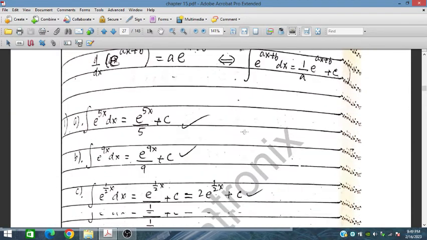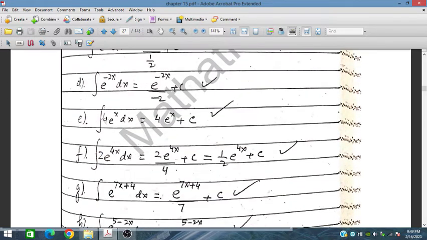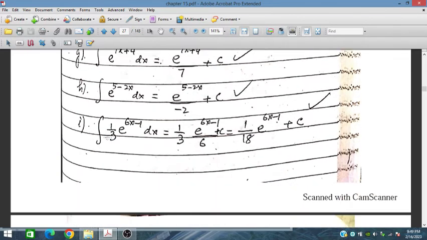Here we have the integral of e^(5x) dx, then we get e^(5x) upon 5 plus c. Similarly for 4e^x dx, we get 4e^x plus c. Similarly for 1/3 e^(6x-1) dx, this 1/3 is here, and the integral part appears as e^(6x-1) upon 6 plus c, a constant. Now simplify it: 6 times 3 is 18, so we get e^(6x-1) over 18 plus c.